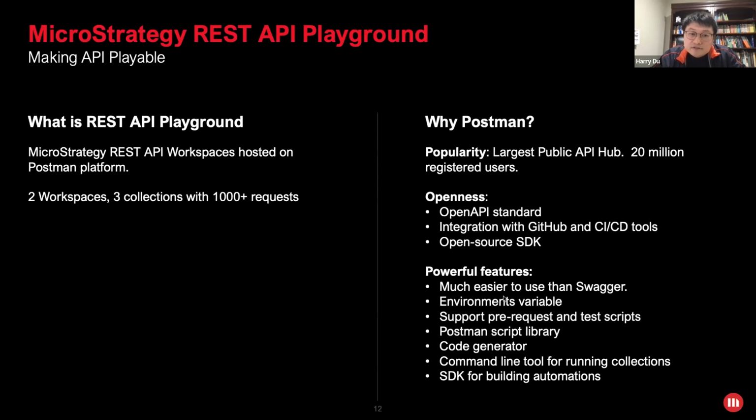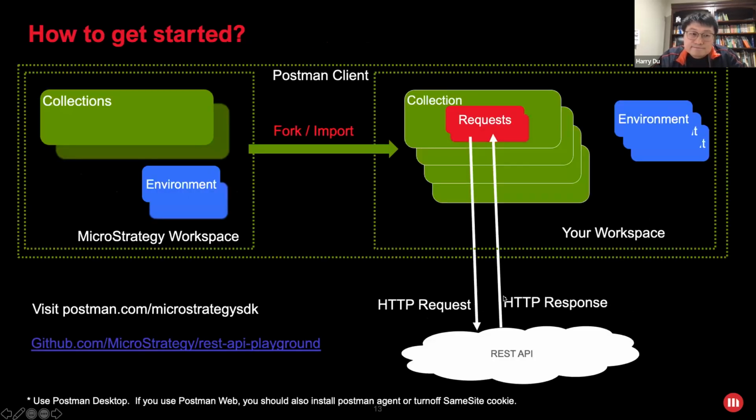To get you started, this is how to get started. We host our workspace publicly on Postman. In order to use it, you need to have a Postman account, right? You need to find our workspace and find our collection. You need to either fork or import it into your workspace. And then you can create as many forks as you want.